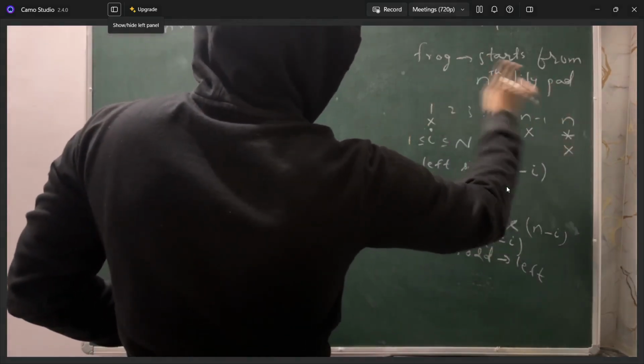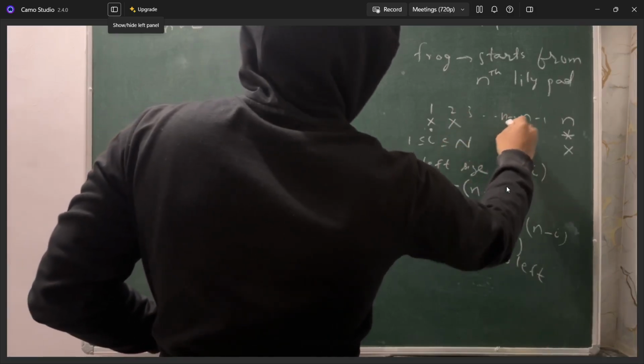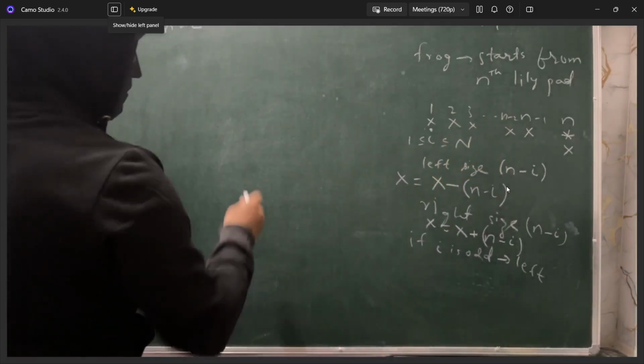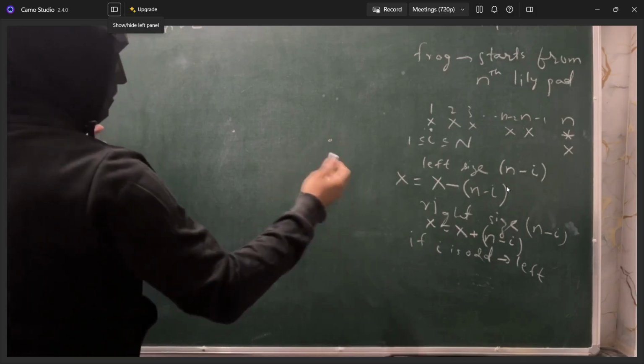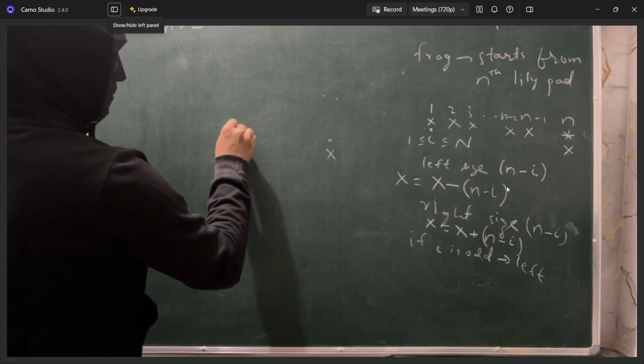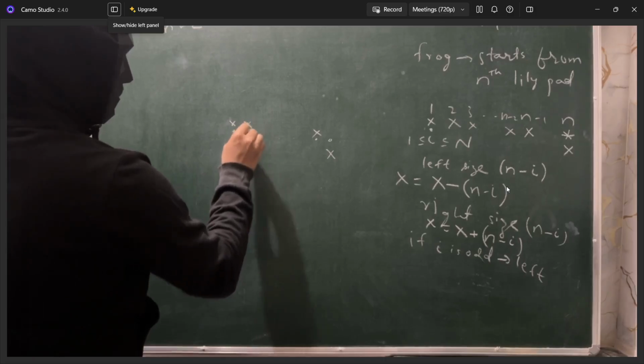When he's doing this operation, next time he'll move to this position, the next time he'll move n minus 2 positions, then he'll come here. So eventually, if you see these two as endpoints, the frog starts from this endpoint, moves to this endpoint, then moves to a lower endpoint, then moves to some higher endpoint, like so.